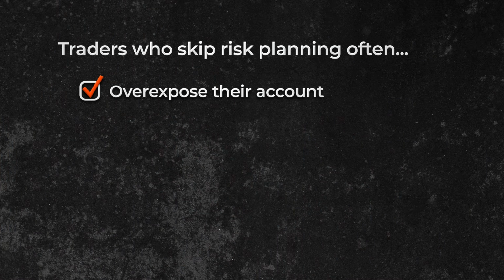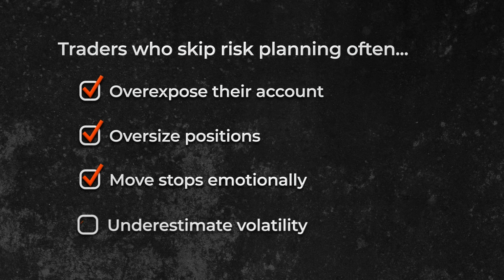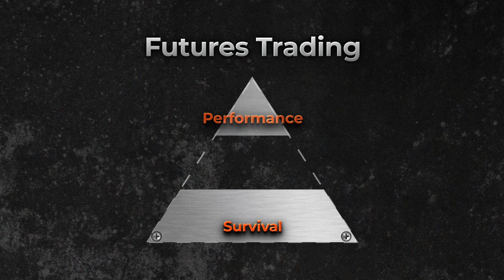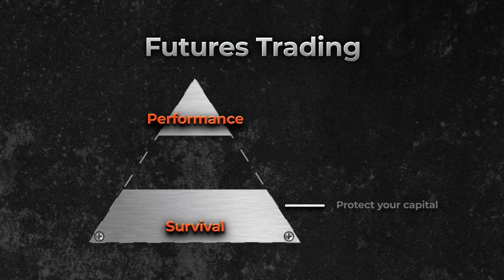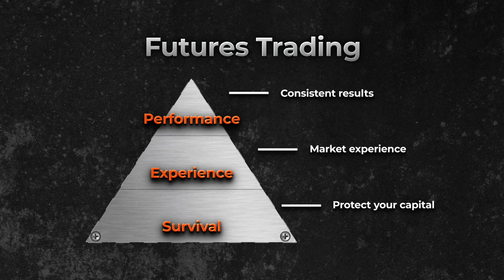Traders who skip risk planning often overexpose their account, oversize positions, move stops emotionally, and underestimate volatility. These behaviors usually don't show up on the first trade. They show up after a streak, when confidence or frustration takes over. In futures trading, survival comes before performance. Capital preservation gives you staying power, and staying power gives you experience, which builds consistency.